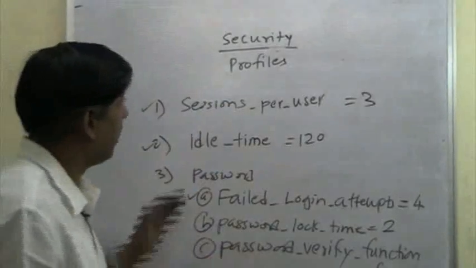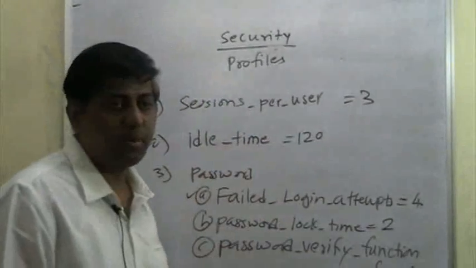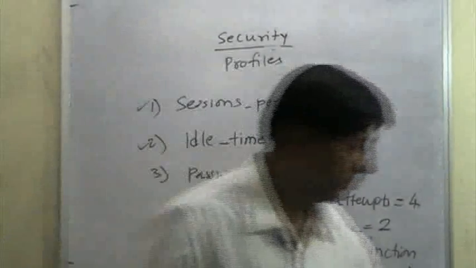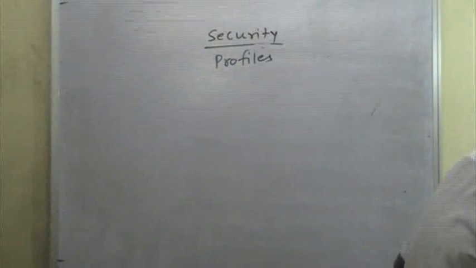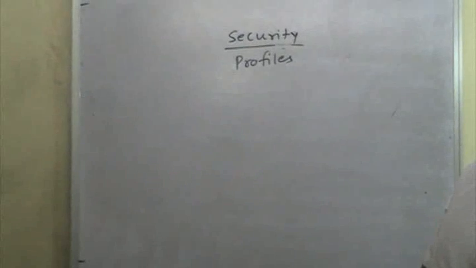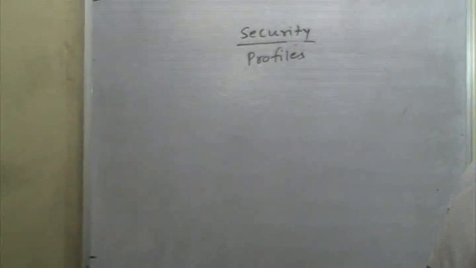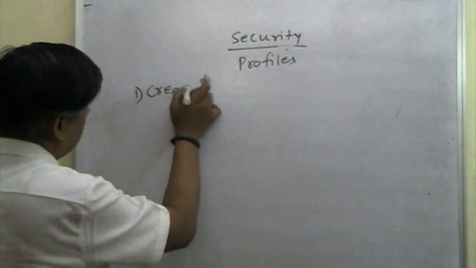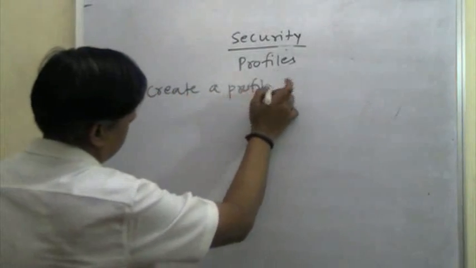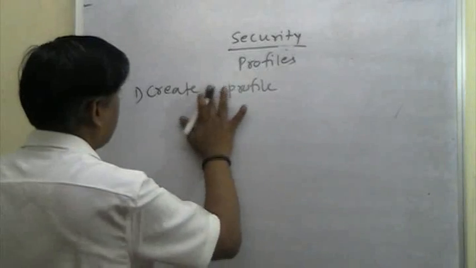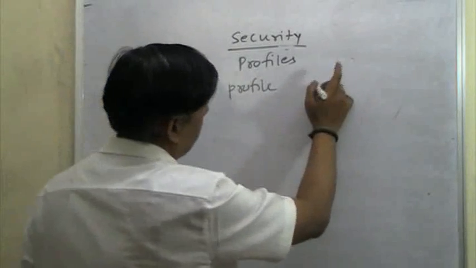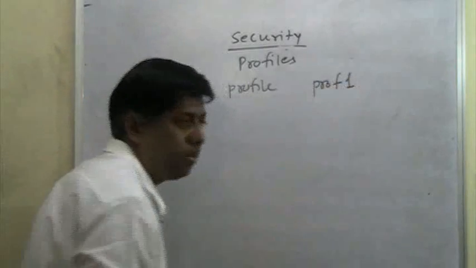So this is the concept of a profile. Through a profile you can control certain attributes of a user. And first, how do you do it? These are those attributes. First thing is you create a profile. How do you create a profile? Using the command create profile. Name of the profile may be prof1, whatever name you want to give.